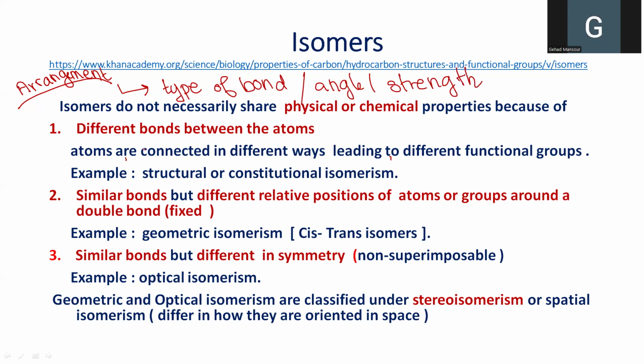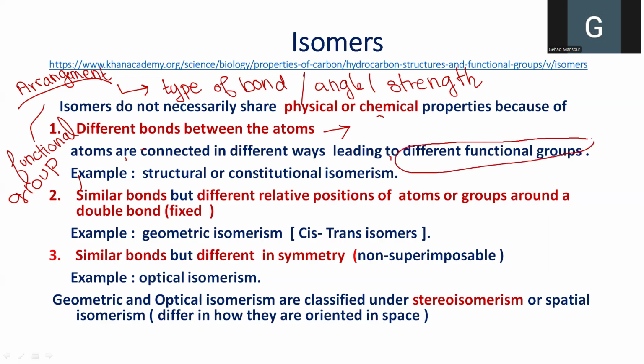Furthermore, the different arrangement will result in different functional groups. What is a functional group? A functional group is a group of atoms that reacts consistently the same way in all chemical reactions. So first of all, they have different chemical properties because they have different bonds between the atoms, and this results in the formation of different functional groups.